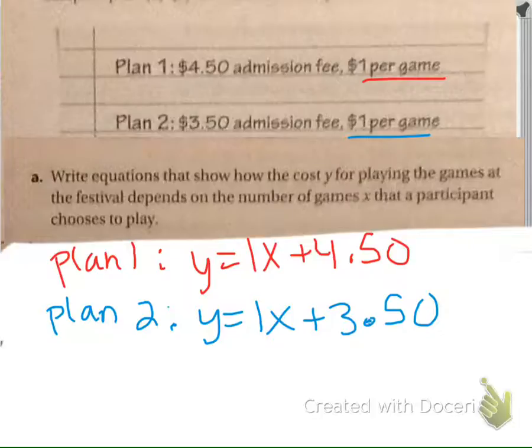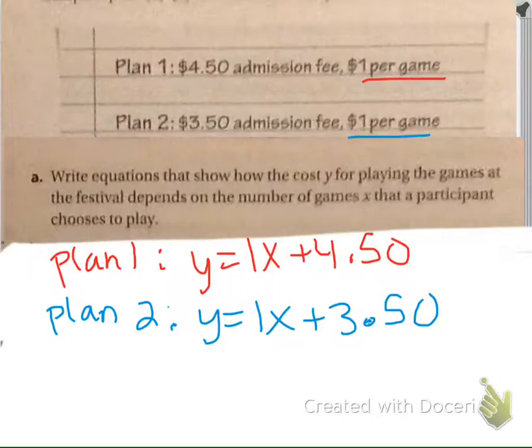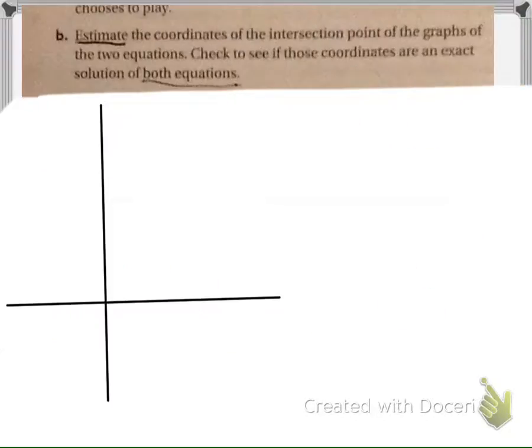And with all that we've learned the last couple weeks, you should know that when 2 lines have the same slope, so let me draw this for you, and a different y-intercept, that means they're never going to cross. So like plan 2, the y-intercept is $3.50. So I'm going to say that's like right here. Okay, this point right here is $3.50.